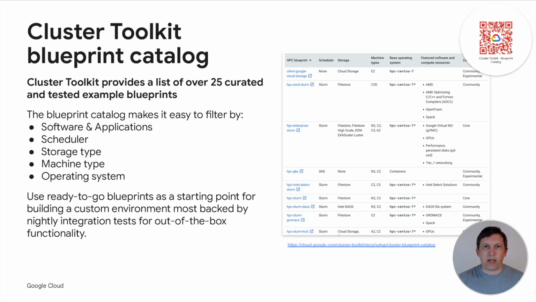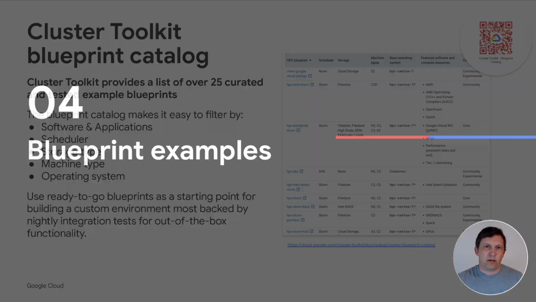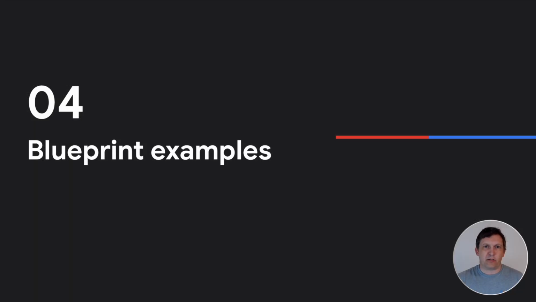That was just a basic blueprint example. There are many such examples in the Cluster Toolkit blueprint catalog, which you can find the link to below. And these can be filtered by storage, software and application, machine types, operating systems, and it's a great place to start when you're customizing your own environment. Now we're going to hop into some more advanced toolkit blueprint examples.